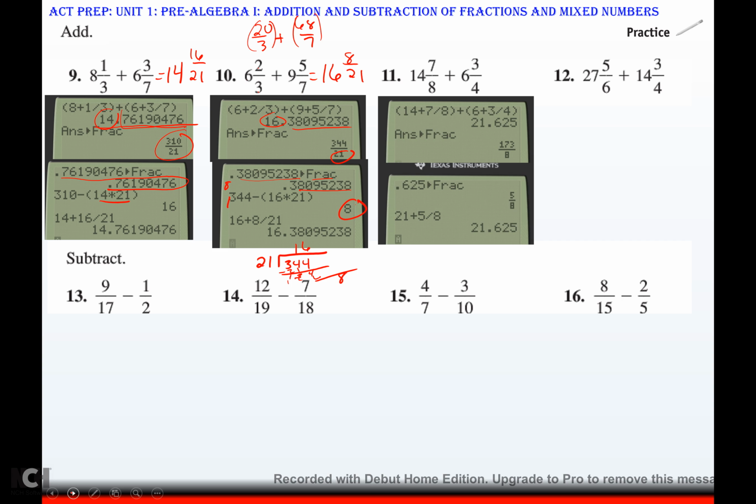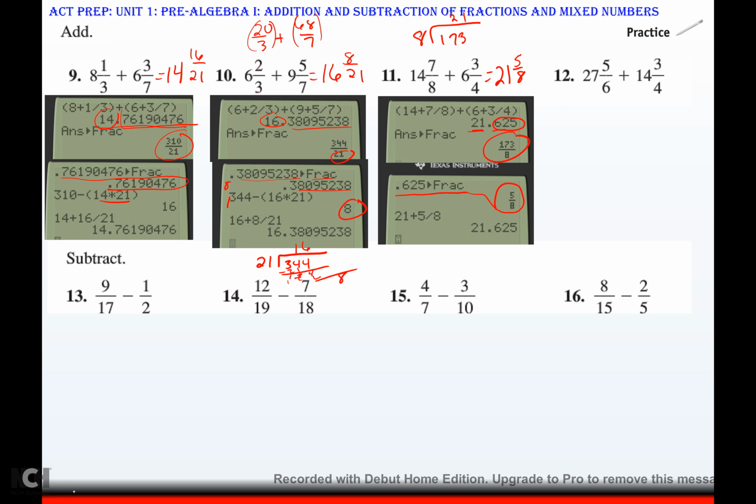Alright, on 11 I typed those in and I got 21.625. As a fraction it is 173 over 8, which is improper, which tells me 8 goes into 173 21 times. So it's 21 whole times and 0.625 left over. If I try and turn the leftover into a fraction, I get 5/8. So my answer is 21 and 5/8.